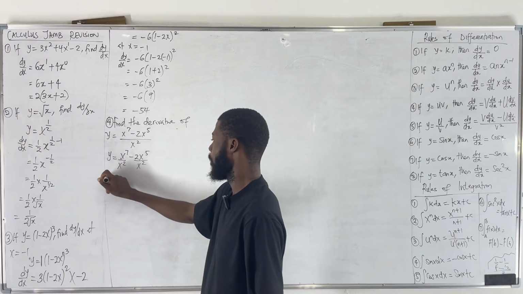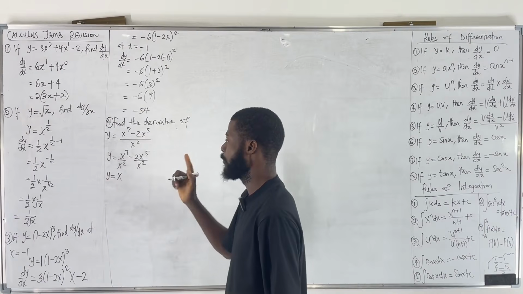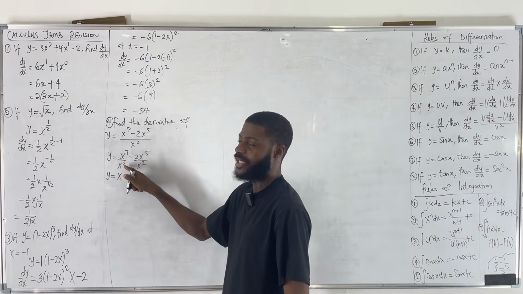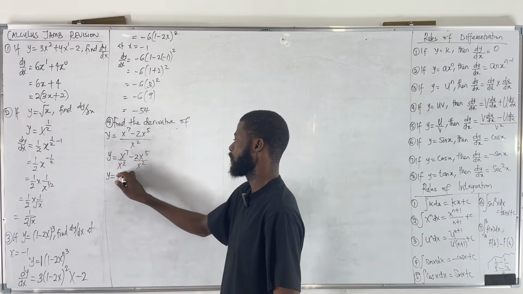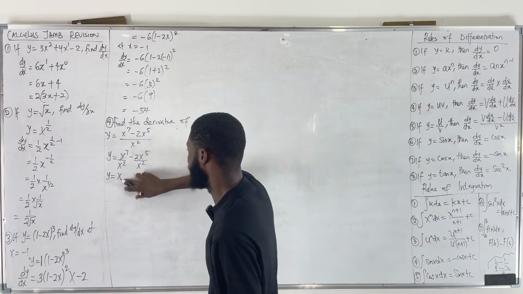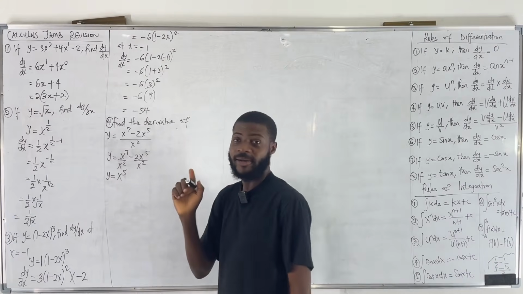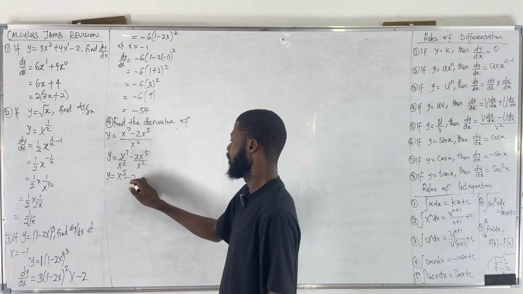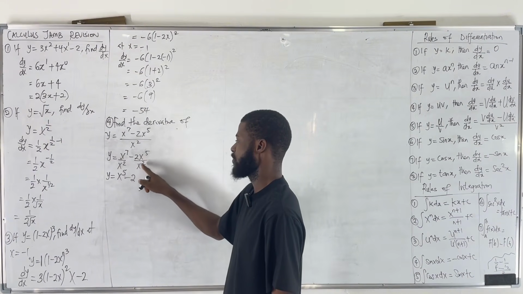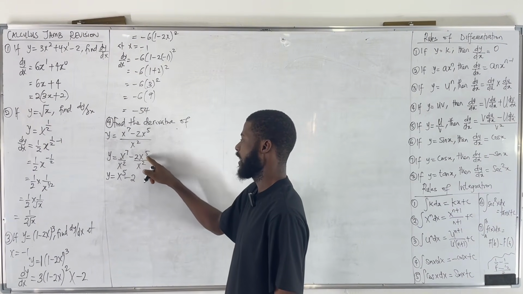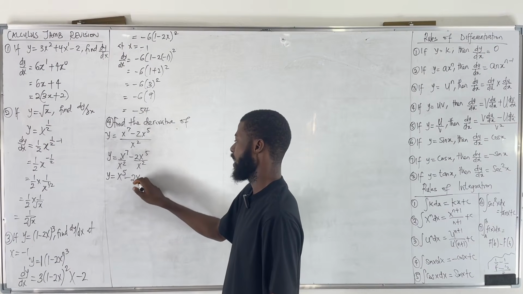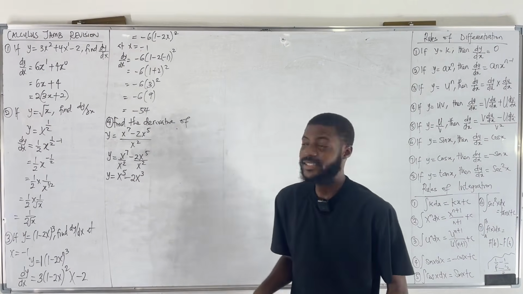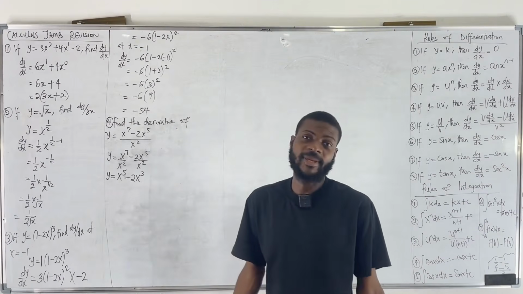Now this will then become y equal x. Remember that in indices, if you are dividing, you have to subtract the powers, right? So what is 7 minus 2? That will be 5. Then minus 2, this is x to the power of 5 and x to the power of 2. If you are dividing, you subtract. So this will be x to the power of what? 3, because 5 minus 2 is 3. As you can see, the division has disappeared.